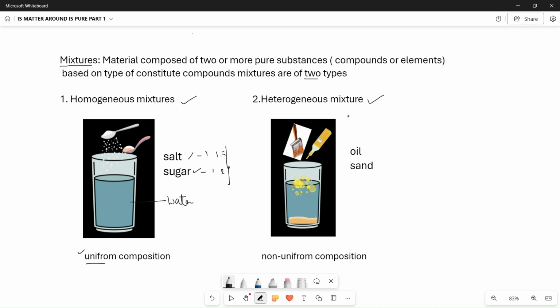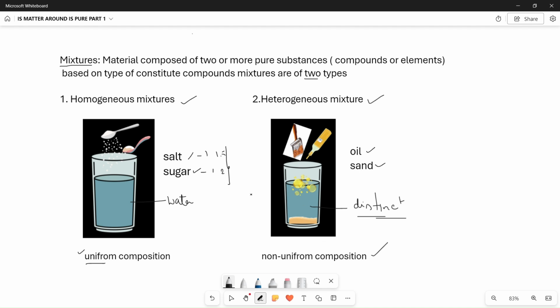What about a heterogeneous mixture? Take a glass of water, then add 1 spatula of sand or soil, then oil drops. So what will you observe? The sand will settle down at the bottom of the glass and the oil drops will layer on the top of the water, right? This is called non-uniform composition. That means you'll observe physically distinct layers, distinct parts. When you observe physically distinct layers or distinct parts in your mixture, that is said to be a heterogeneous mixture.